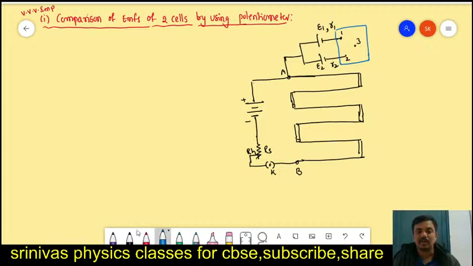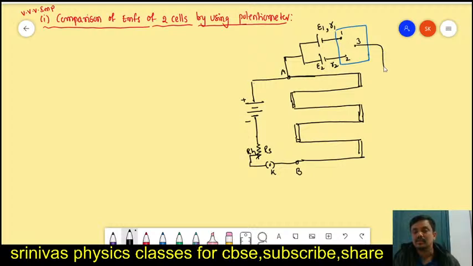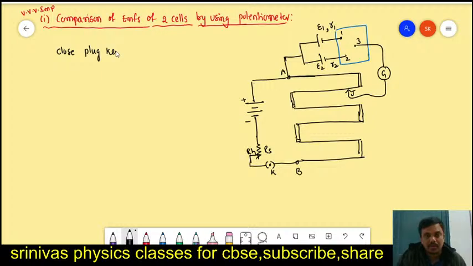The third point we can connect to the galvanometer. This galvanometer is connected to the jockey, right, like this. Okay, you see here what the procedure is and what we have to do. First, close the plug key K and connect 1 with 3. If you connect 1 and 3, the first cell is active, right?